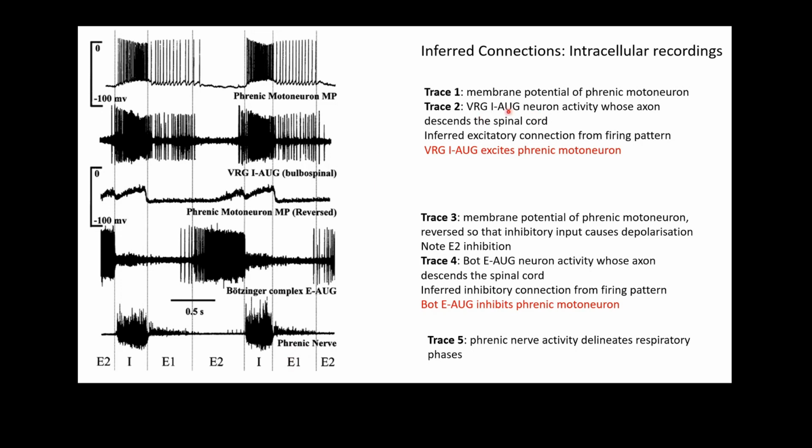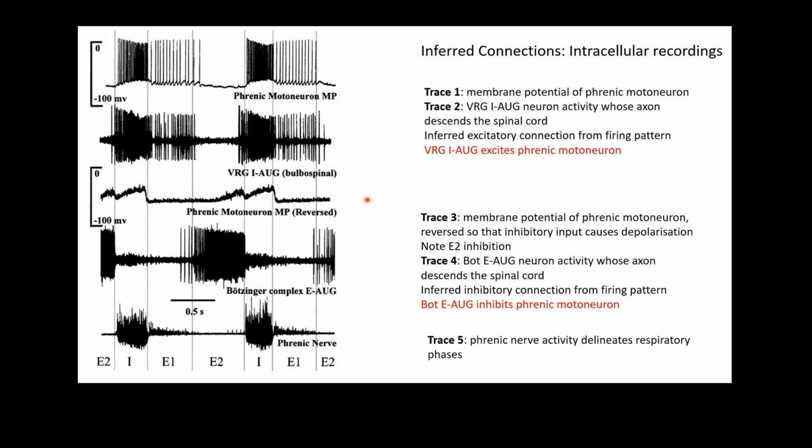So trace two is from a ventral respiratory group, inspiratory augmenting neuron. And so we infer by looking at this that this is probably providing the excitation. It's bulbospinal. In other words, bulbospinal means that it has an axon descending the spinal cord. We know that it probably is exciting and providing the drive to this phrenic motor neuron during inspiration. But what's happening during expiration? How can we find out what's going on there? Because it seems that there's a hyperpolarization here.